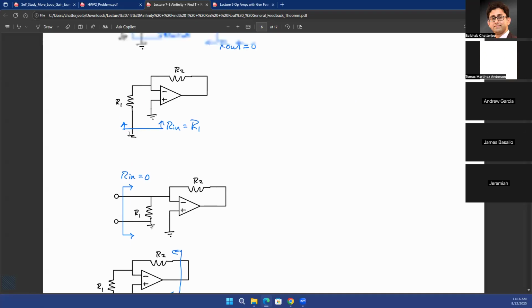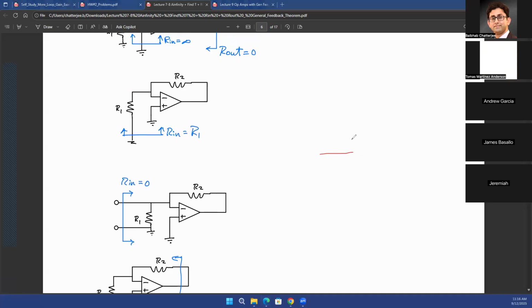Let's say you just have an op-amp, right? You buy an op-amp from the market. You have, let's say, positive and negative. Let's say you connect one of the terminals to ground. This will not mean that the other terminal is grounded.